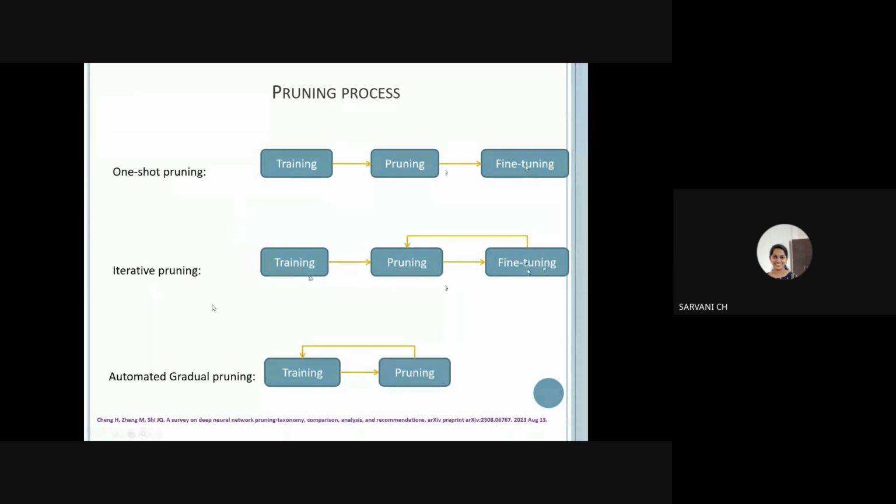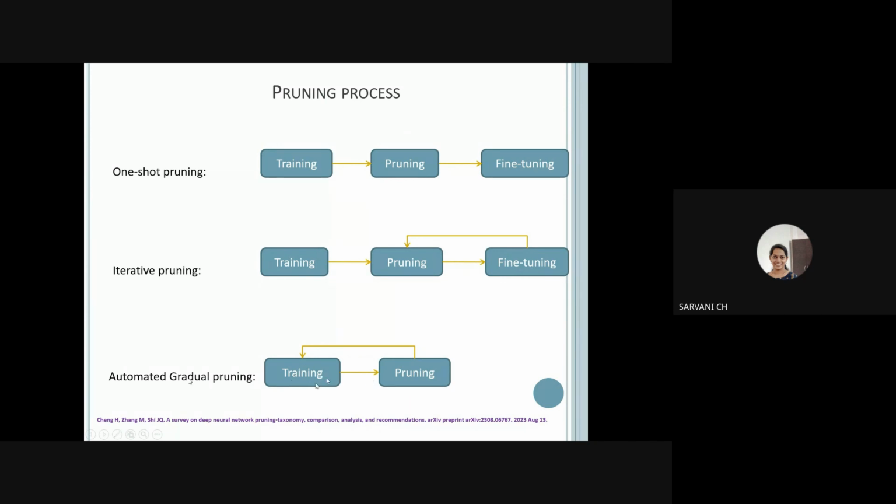Also, in iterative pruning, whether we remove the neurons, the filters, or the kernels, we remove lesser quantities at a time compared to one shot pruning. In one shot pruning, in order to achieve much compression, we remove all of them at once and fine tune at once. So compared to one shot pruning, following iterative pruning is more suggestible.